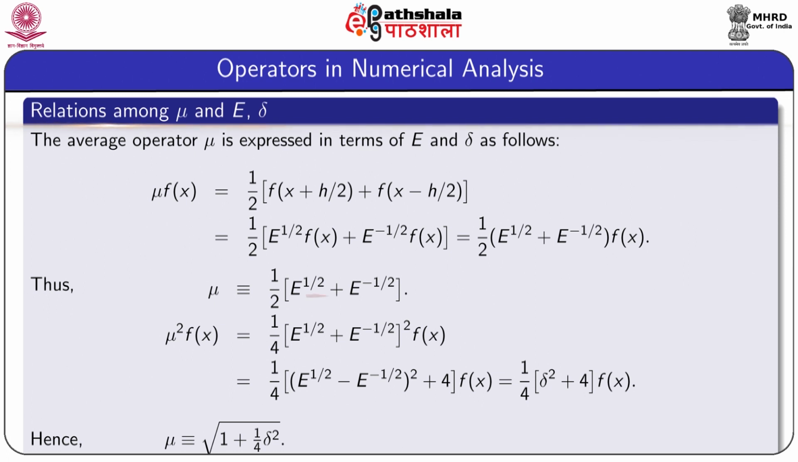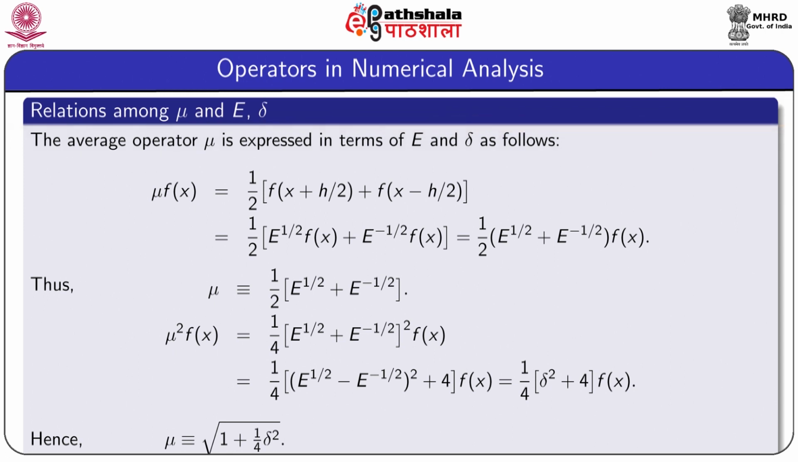Therefore, mu is equivalent to half of e to the power half plus e to the power minus half. So, this is a relation between the average operator and the shift operator E. In case of the second order average operator, that means mu squared f x equals 1/4 times e to the power half plus e to the power minus half, whole power 2, f x.